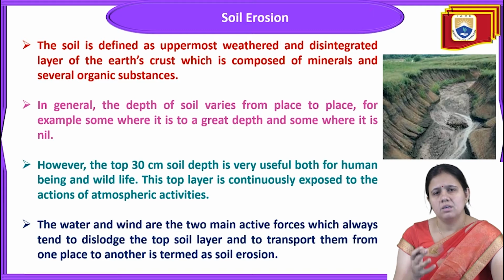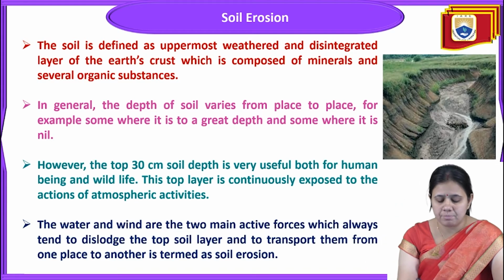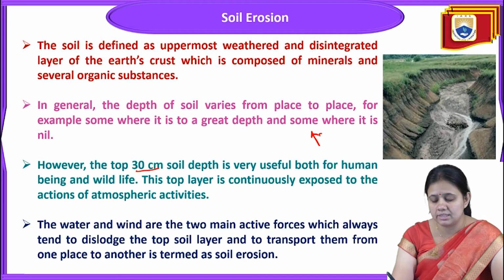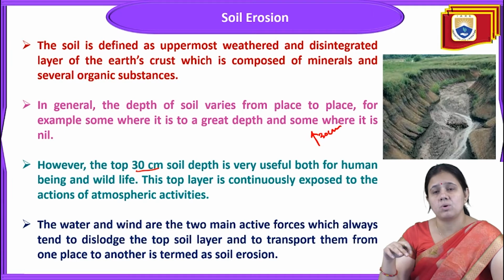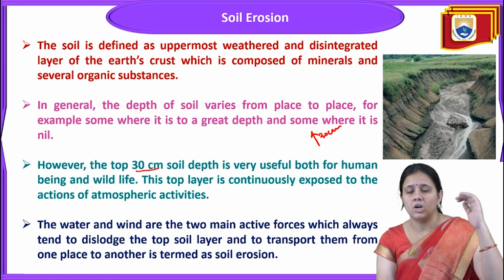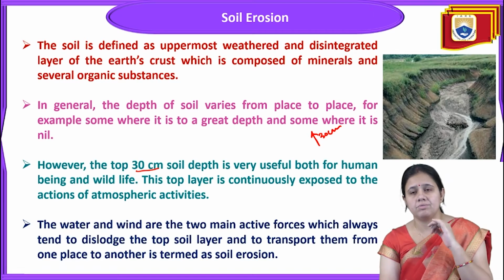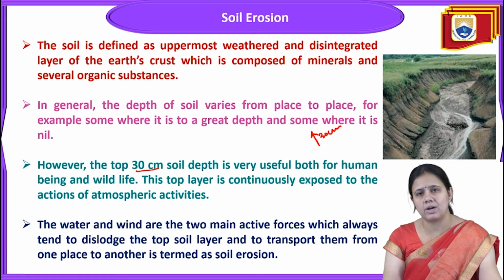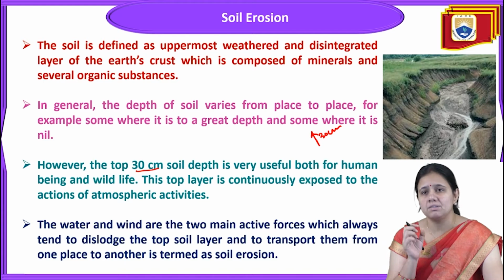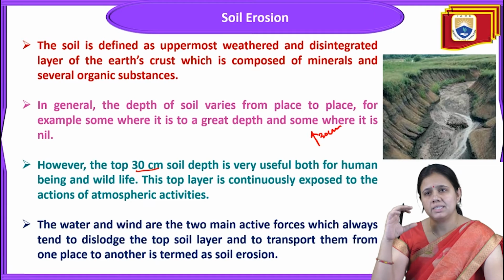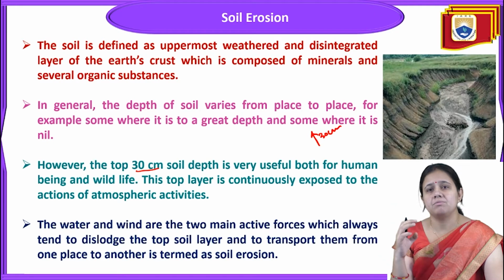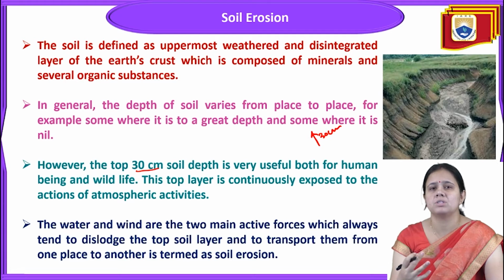However, the top 30 centimeter of soil is very much useful for human beings and wildlife. This top layer is continuously exposed to the action of atmospheric activities. Up to 30 centimeter of the soil level is very much important for human beings and wildlife, and only this 30 centimeter layer is continuously exposed to humans and atmospheric activities.